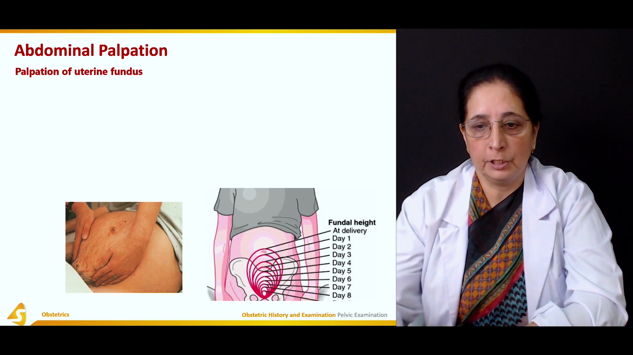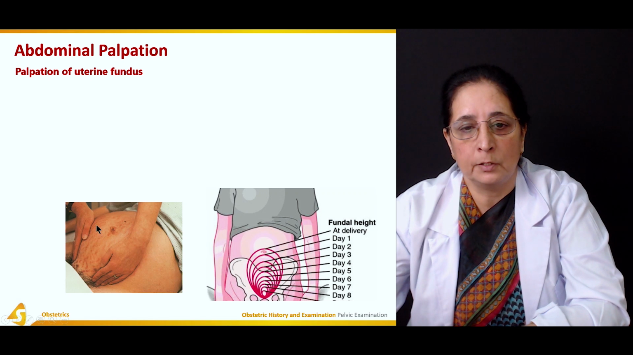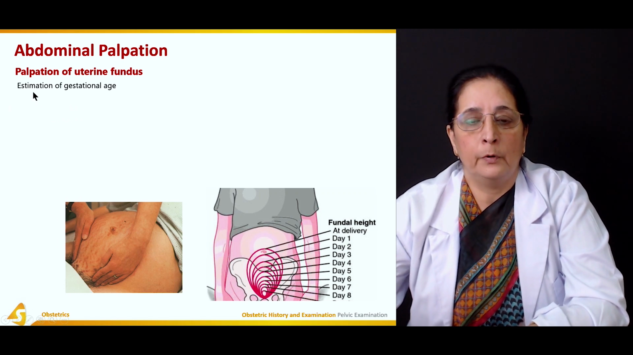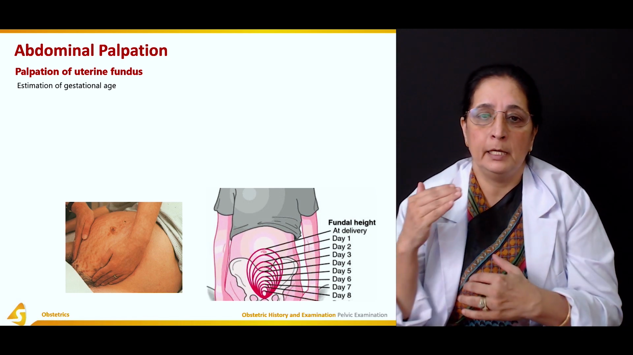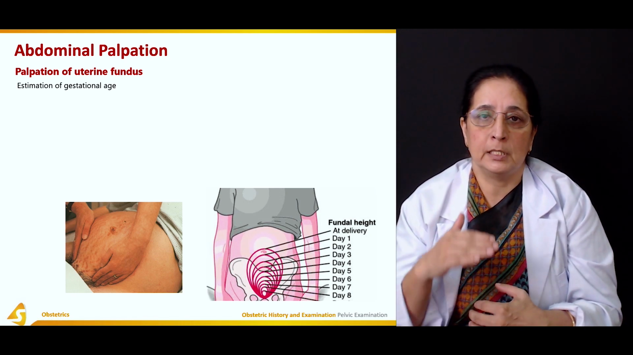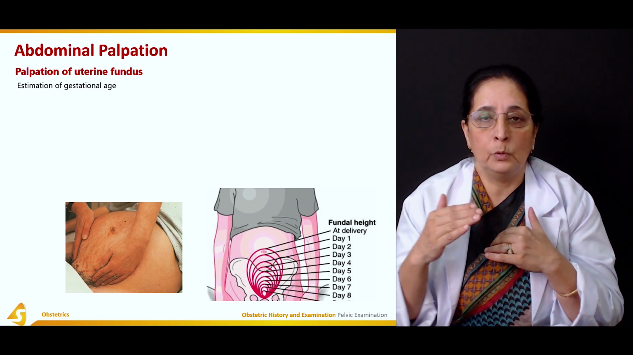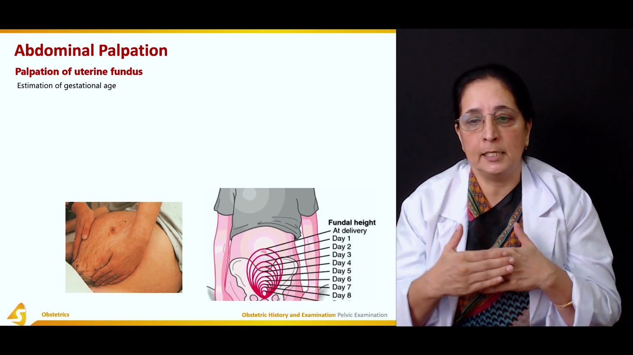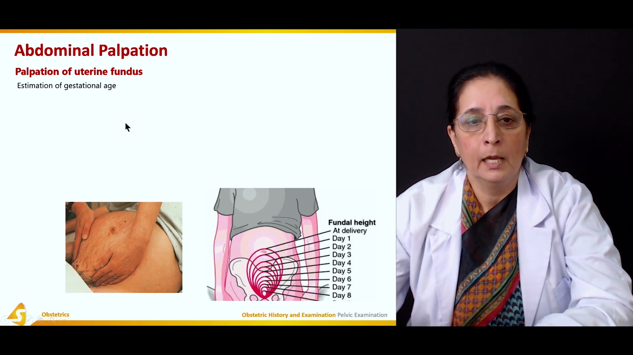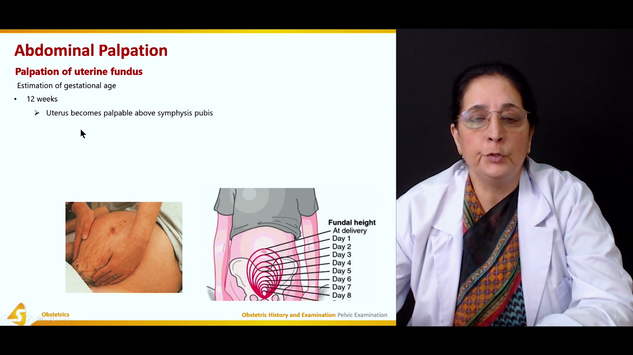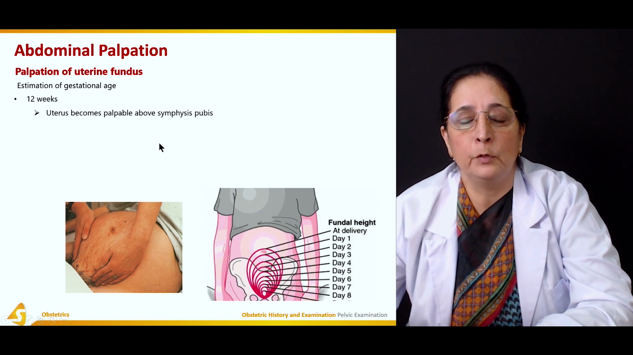Abdominal palpation is done during each visit also for the estimation of gestational age. The fundus of the uterus, the upper part of the uterus, is examined, which gives a rough idea what the fetal age is. At 12 weeks, usually the uterus is palpable just above the symphysis pubis.